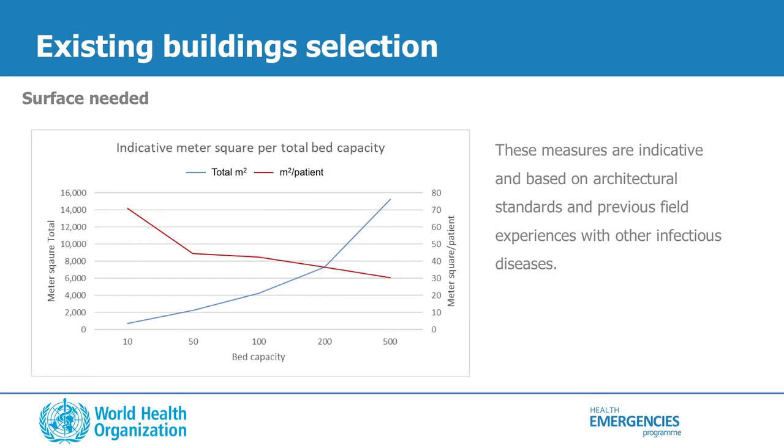As already said, expected bed capacity should be the leading factor. This graphic provides indicative square meters per total bed capacity and square meters per patient. For instance, for a 50-bed capacity center, we should consider a building with a surface of around 2,000–2,500 square meters, while for 2,000 bed capacity, we should consider surfaces around 8,000 square meters. These figures are an indicative estimation based on architectural standards and previous field experience with other infectious diseases.